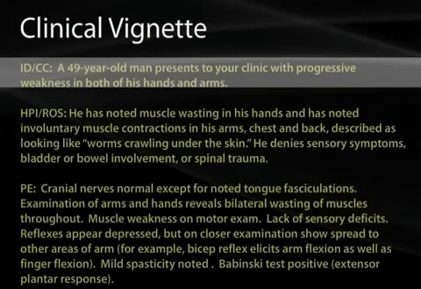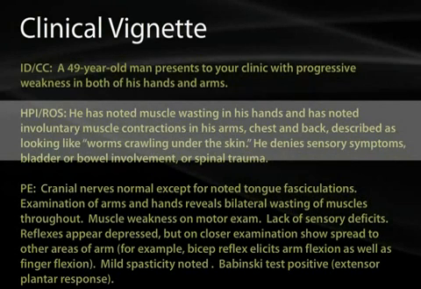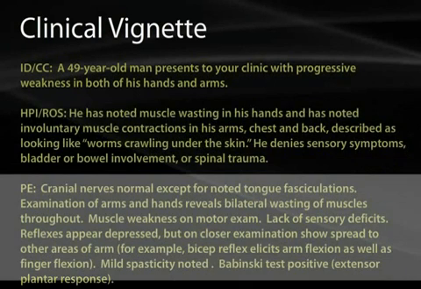What if a 49-year-old man presents to your clinic with progressive weakness in both arms and hands? He has noted muscle wasting in his hands, and he's noted involuntary muscle contractions in his arms, chest, and back. He says it looks like worms crawling under the skin. He says he has no sensory symptoms, no bowel or bladder involvement, and no spinal trauma. On cranial nerve exam, you see that there's tongue fasciculations, otherwise normal.